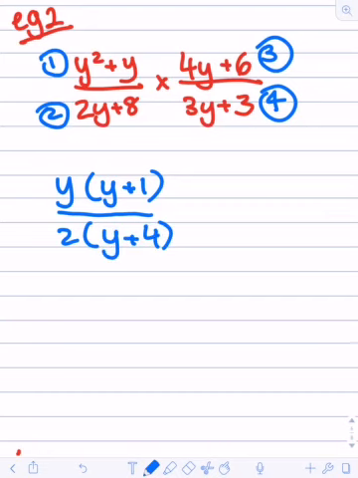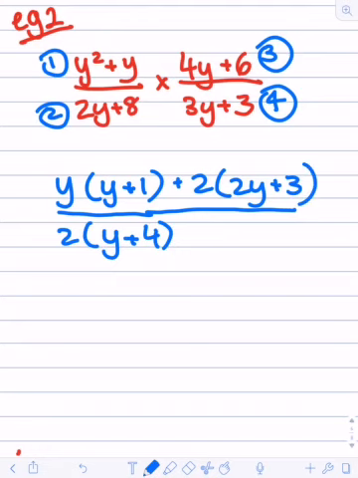And term number 3 can be factorised as 2y plus 3. And the bottom term can be factorised as 3y plus 1. Now let's see, what can we cancel out here? Looking at this question, I can cancel out y plus 1 and y plus 1. And I can also cancel out, that's it.